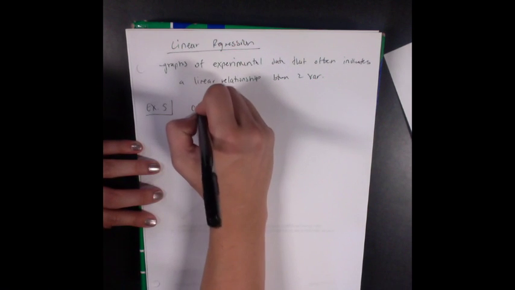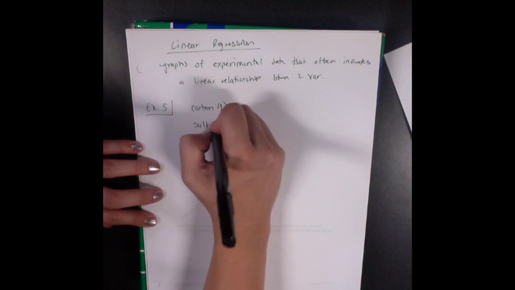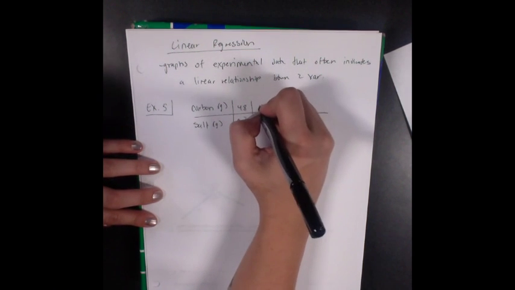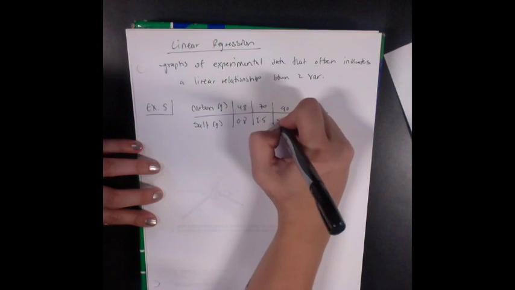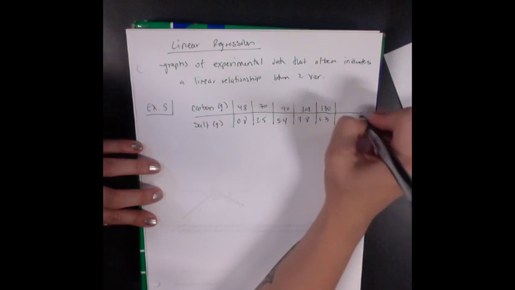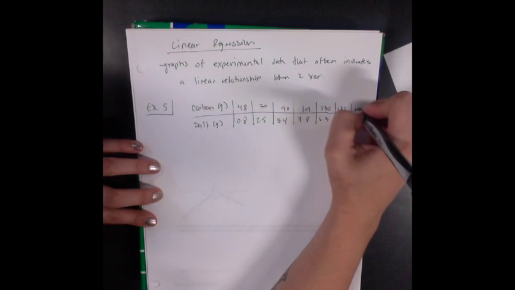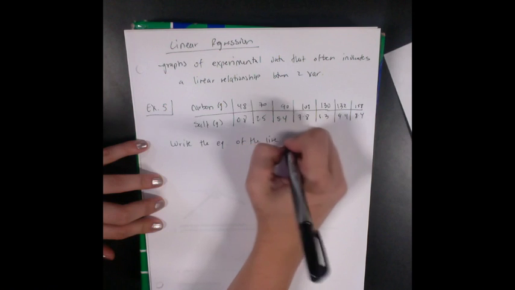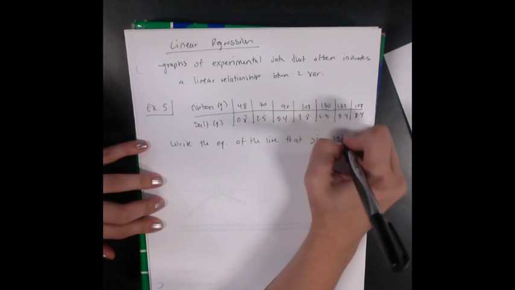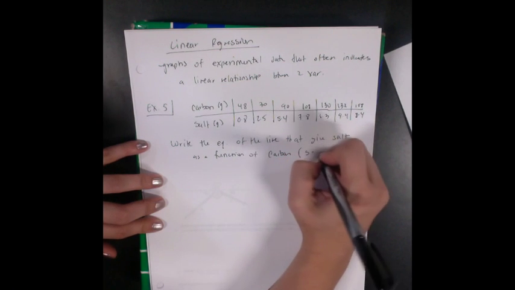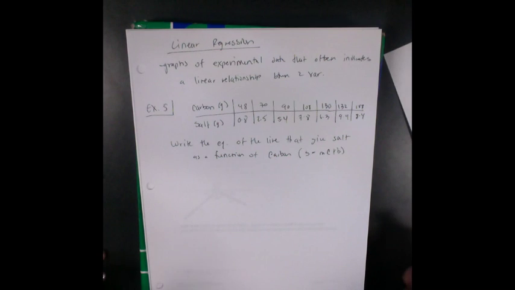Okay? If we're given this chart, carbon in grams and salt in grams, we have 48, 0.8, 72.5, 95.4, 108, 7.8, 130, 6.3, 132, 9.4, and 158, 8.4. And it will ask us, write the equation of the line that gives salt as a function of carbon. Like so, S equals MC plus B. Okay?